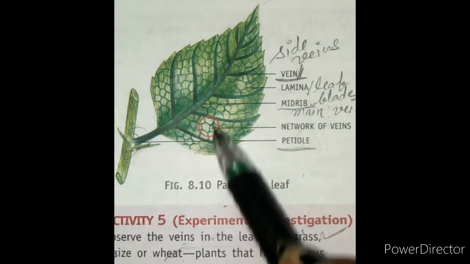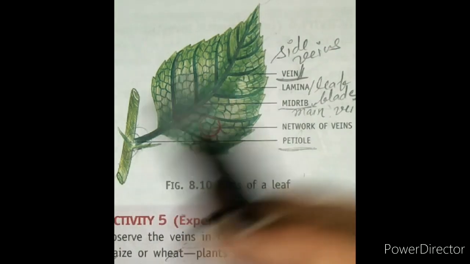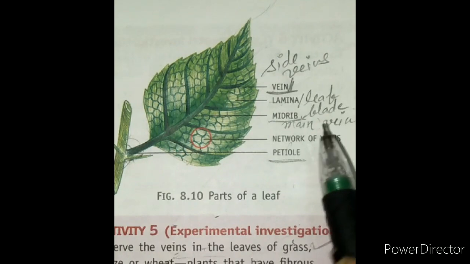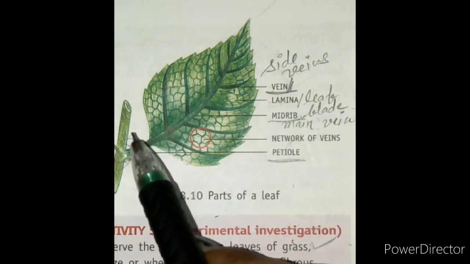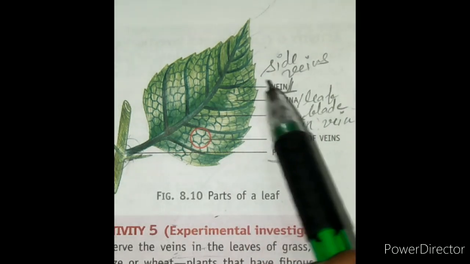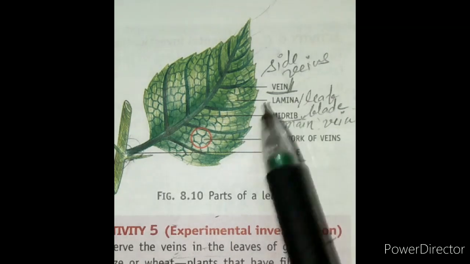And this is the network of veins, the midrib. The central part of the leaf is known as the midrib, and another name for it is the main vein. Okay, and the next one we have is the lamina. This broad flat part is known as the lamina or leaf blade, and next we have these small veins, which are known as side veins, right?